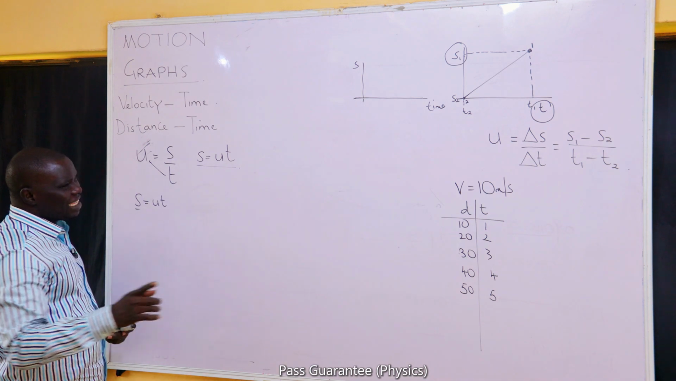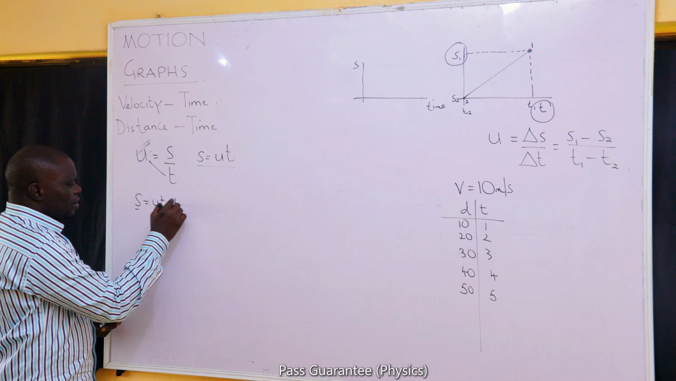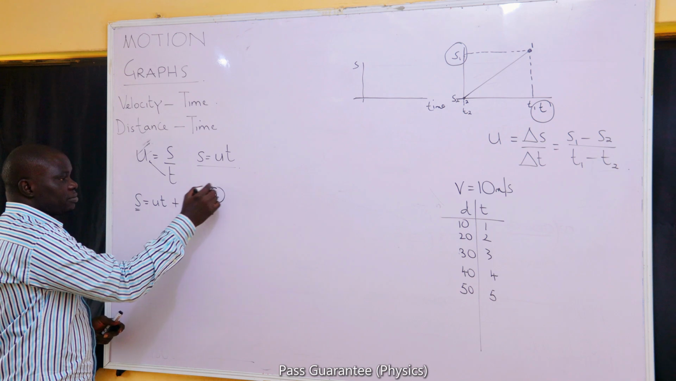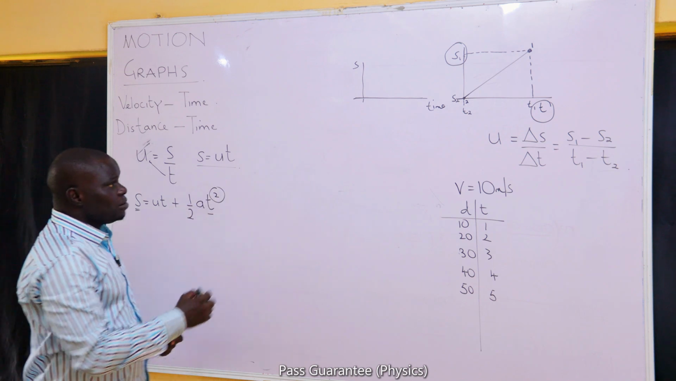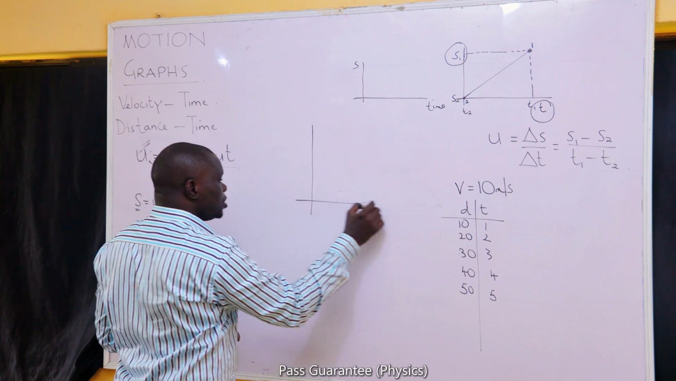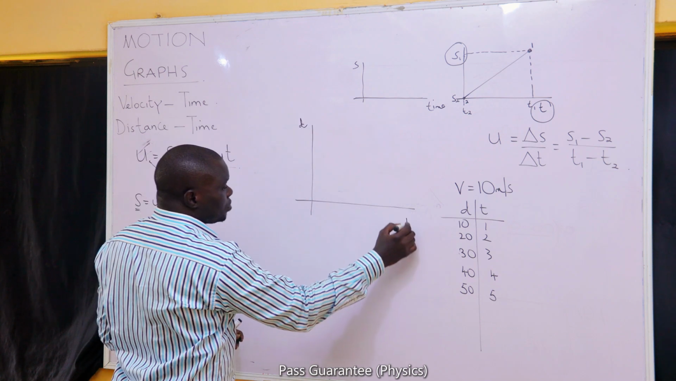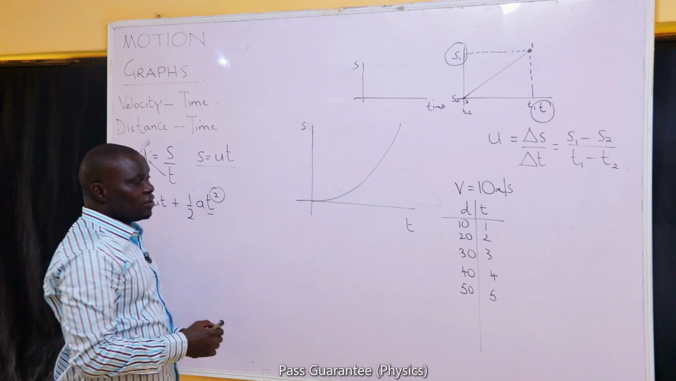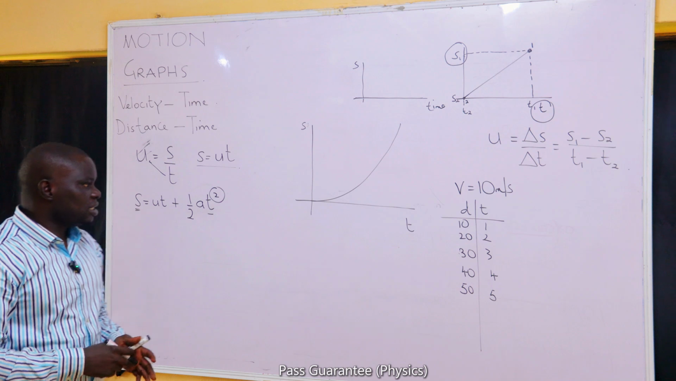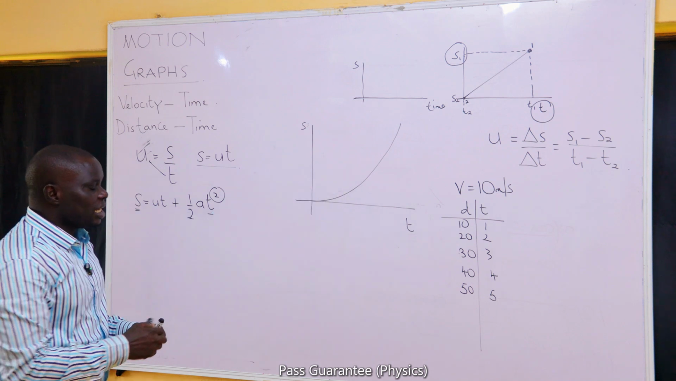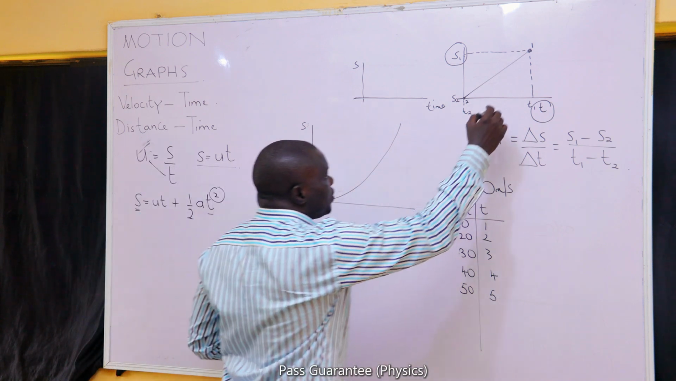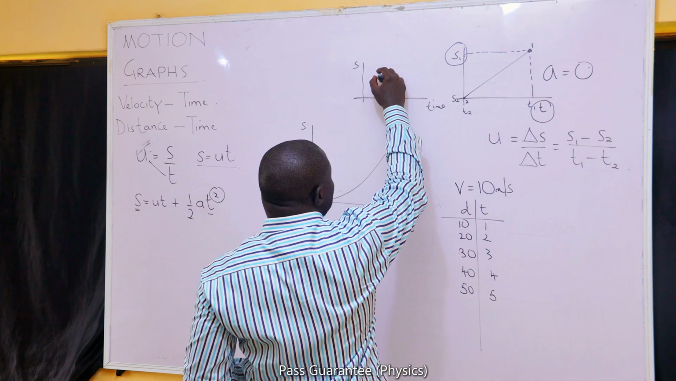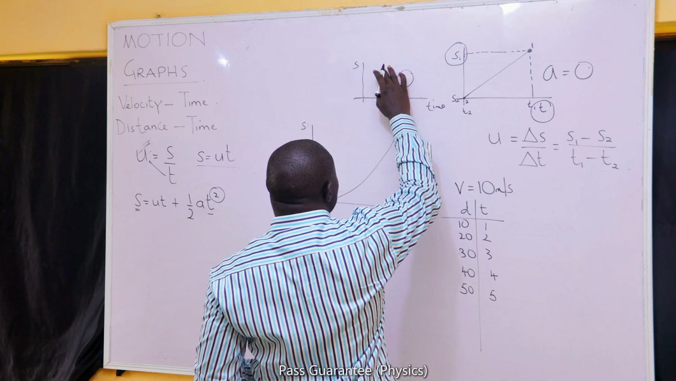But where there's an acceleration now, it means that the relationship between distance and time is now quadratic. By the time you plot that type of equation, we should have a graph that looks like a quadratic graph. This is the graph when there's an acceleration. This is the graph when there is no acceleration. And this is the graph where the object is not moving at all. The velocity is equal to 0.